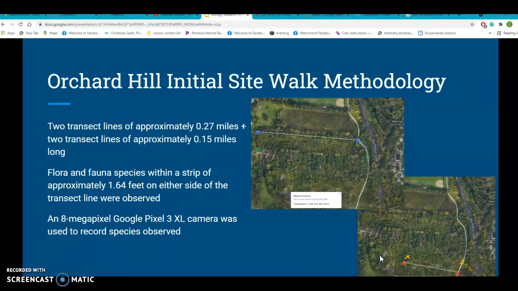I used two transect lines of approximately 0.27 miles and two transect lines of approximately 0.15 miles long in the Orchard Hill subdivision. Once again, flora and fauna species within a strip width of 1.64 feet were observed, using the same camera.